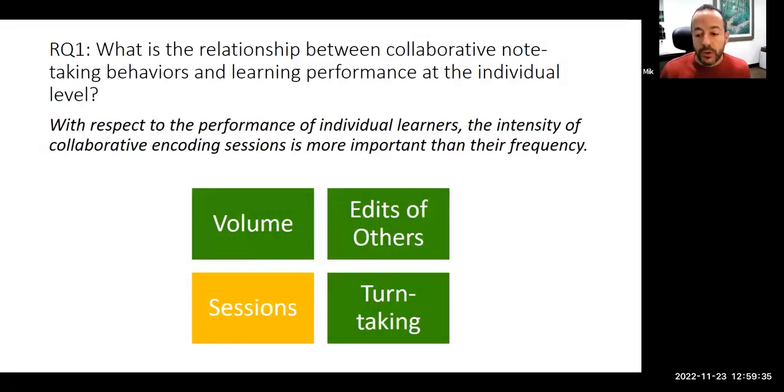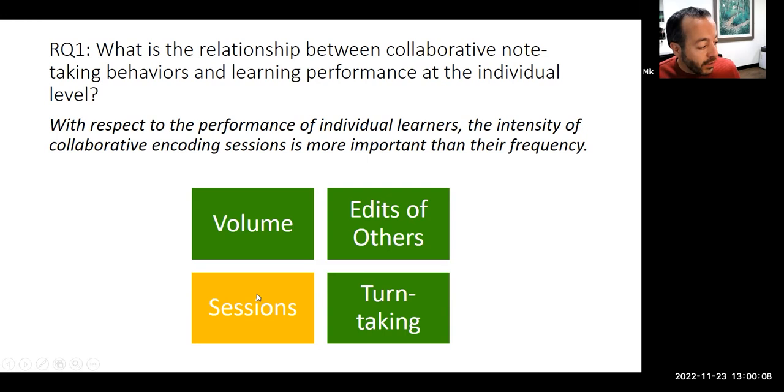So let me tell you about the results. Let me tell you what it revealed and what we learned. So, the first research question was, what is the relationship between collaborative note-taking behaviors and learning performance at the individual level? So what that means is, if people take notes inside of a group, let's say a student A takes notes, how do these collaborative encoding behaviors like volume, sessions, edits, turn taking, how does that affect their scores on subsequent exams?